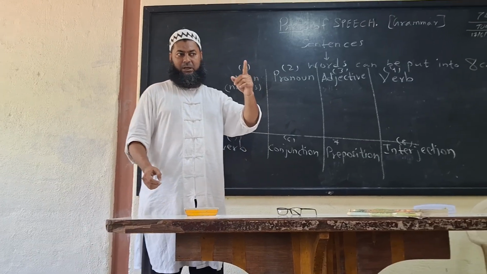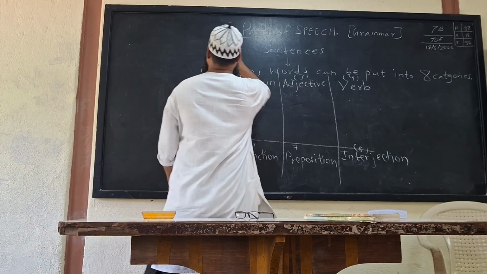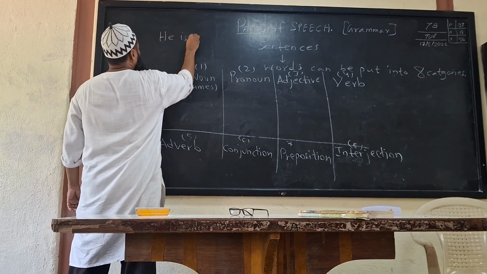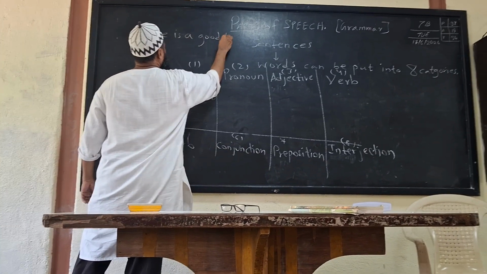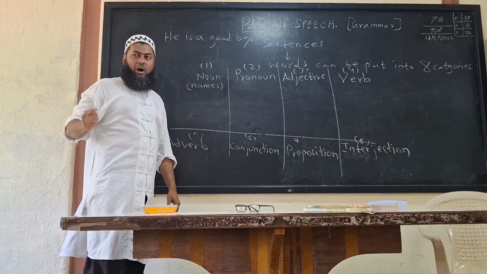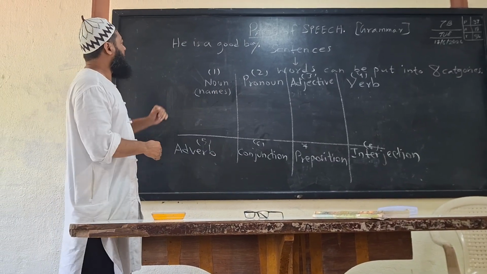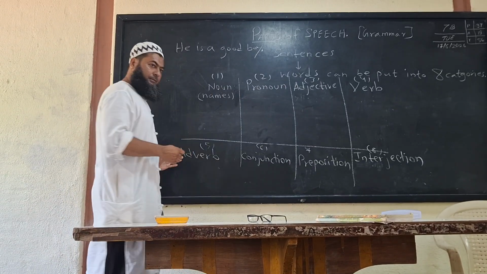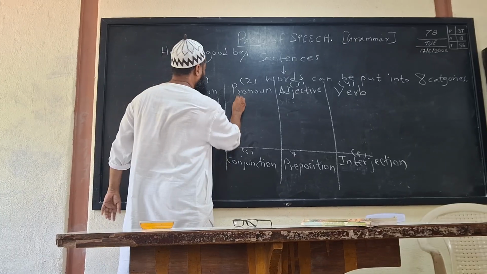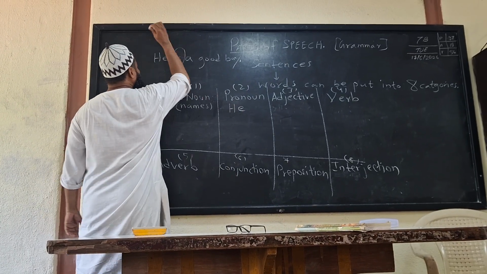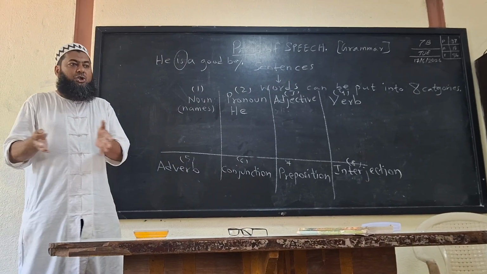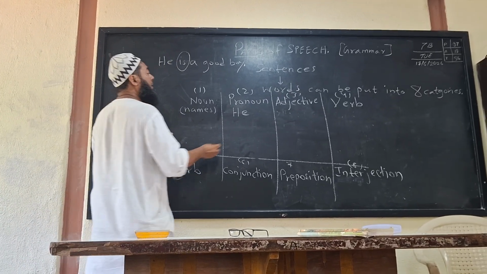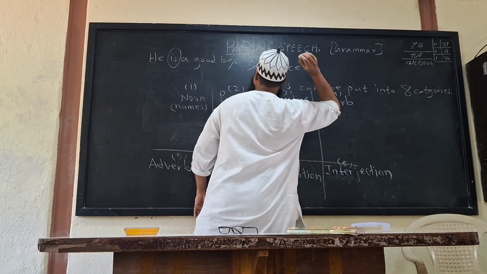I'll give an example. Okay? I will write here a sentence. He is a good boy. He is a good boy. Let's try to analyze, break it. He is a word. Out of this, where will he come? He is a pronoun. I will put it here. Let's see, this is an auxiliary verb. It's an action. Here it's playing the role of action. So we will put it in verb. Here is verb. I'll put is here.